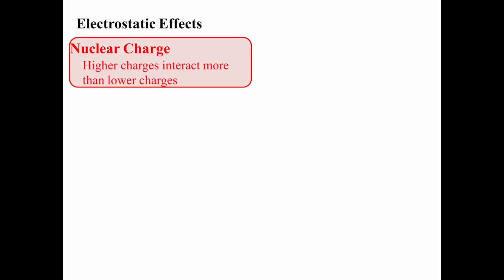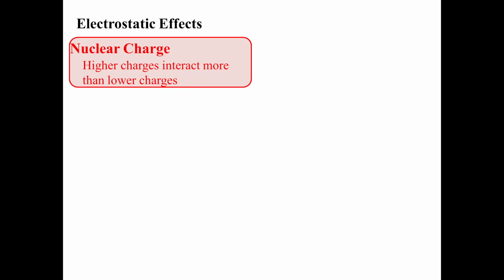Well, to help explain this, we're going to talk about electrostatic effects. The first one is nuclear charge, and this is when we have opposite charges attracting each other. So if we have higher charges, they're going to interact more than if we have lower charges.